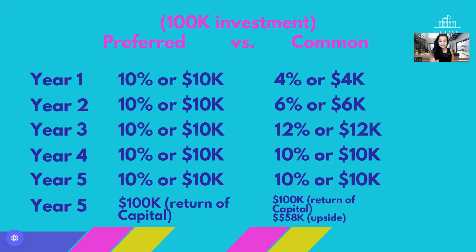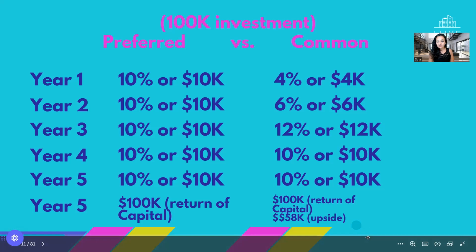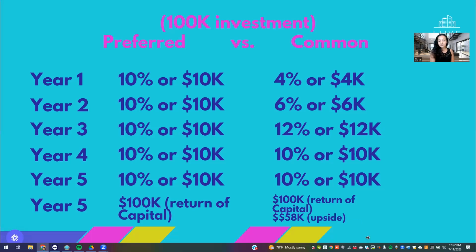So in this case, we've got 4% in year 1, 6% in year 2, 12% in year 3, and then 10% in years 4 and 5. And these are projections, of course. And then in year 5, there will be a $100K return of capital and a projected $58,000 in upside. And so that equals a 20% average annual return projected.